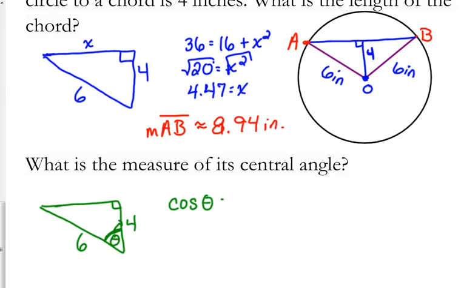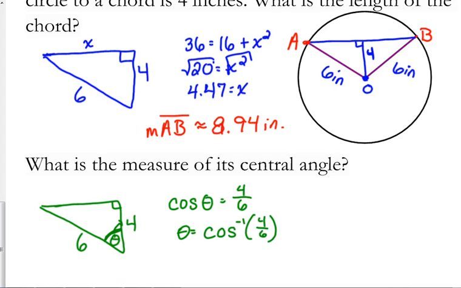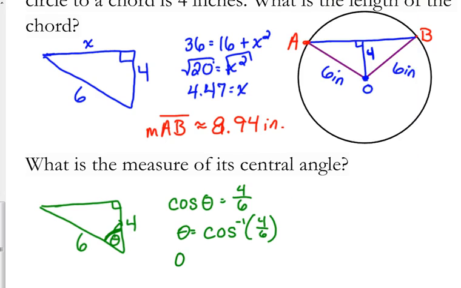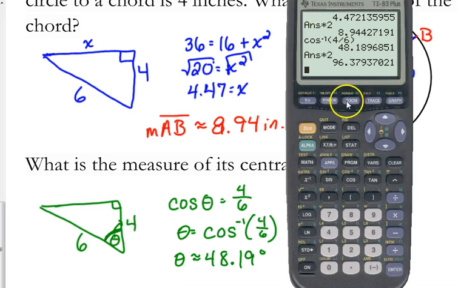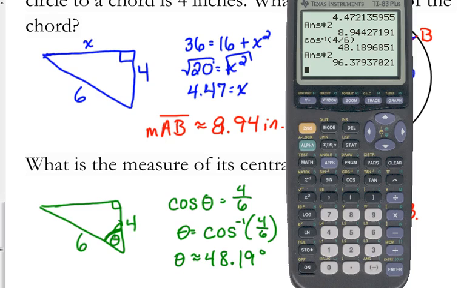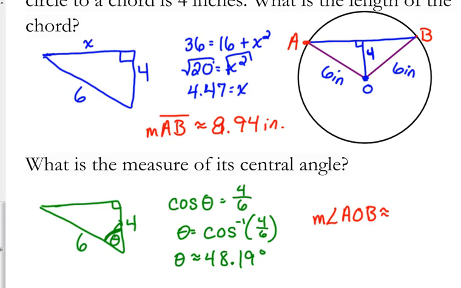So that is cosine of the angle is equal to the adjacent 4 over the hypotenuse 6. To solve for the angle, you do the inverse cosine of 4 over 6. And you get 48.19. But is that the central angle? No, it's only half of it. So we multiply it by 2. 96.38 degrees.